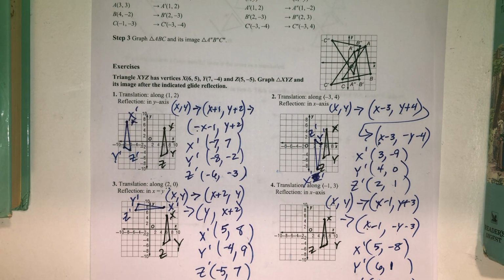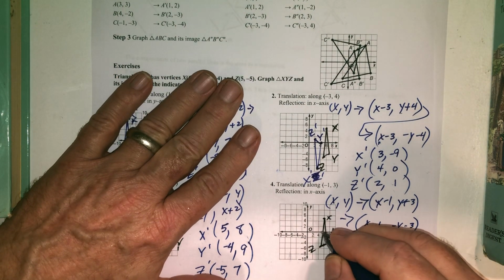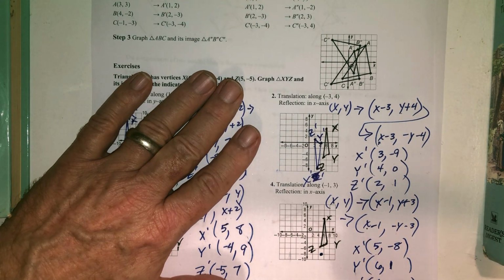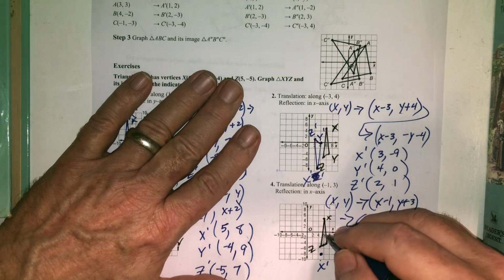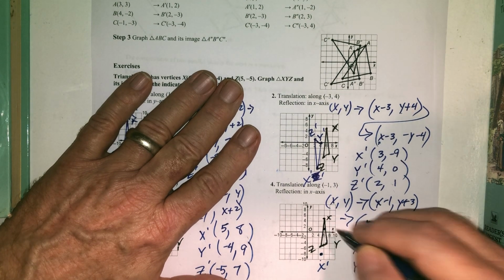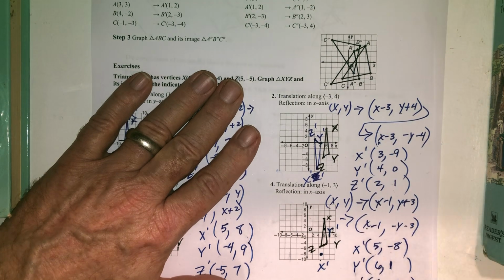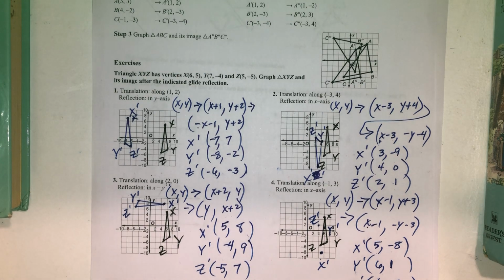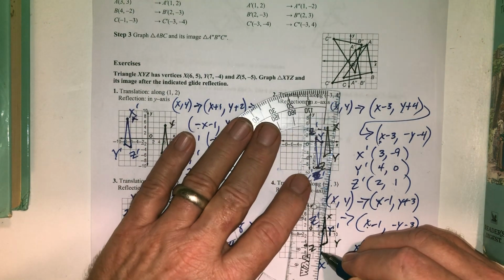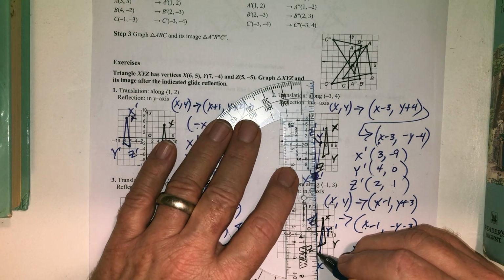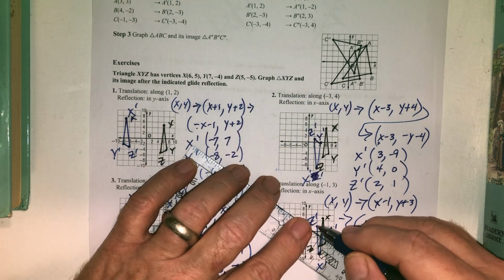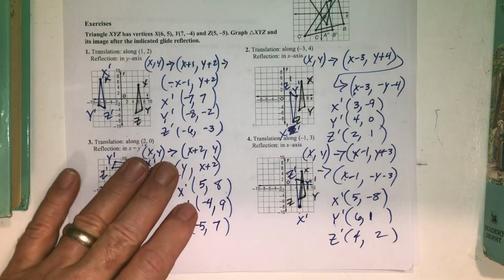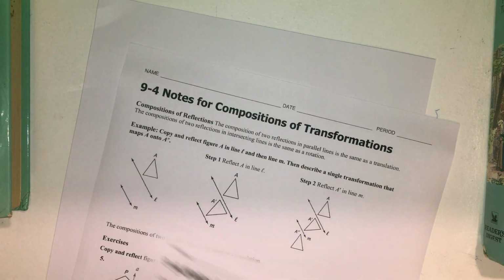You can plot them. Okay, let's do it. All right. 5, -8 is point x prime. 6, 1, right there, approximately, is y prime. Okay, and 4, 2 is z prime. And then you can connect x prime to y prime, x prime to z prime, and then y prime back to z prime. And voila, you have finished the graph of that composition of transformations. Okay, please turn your page.